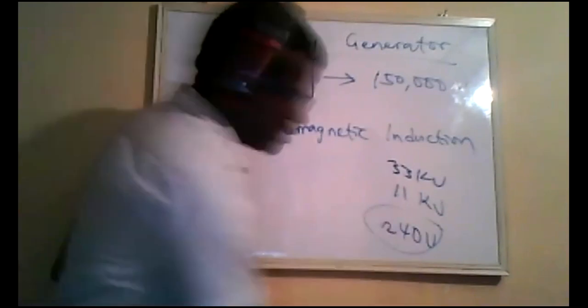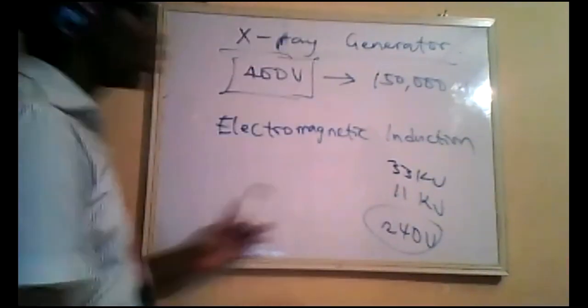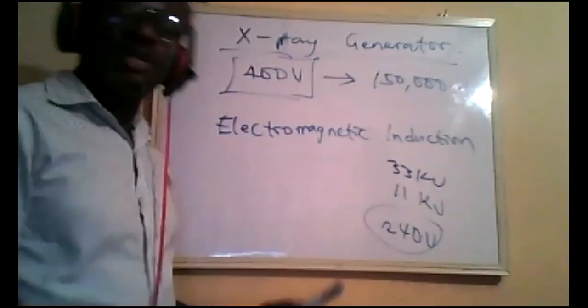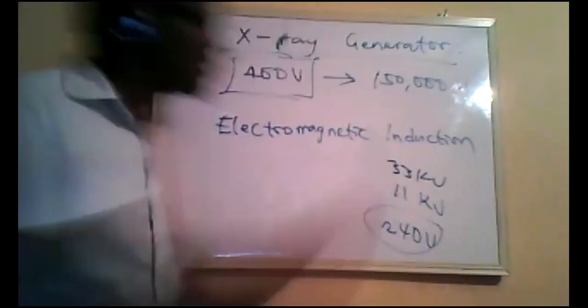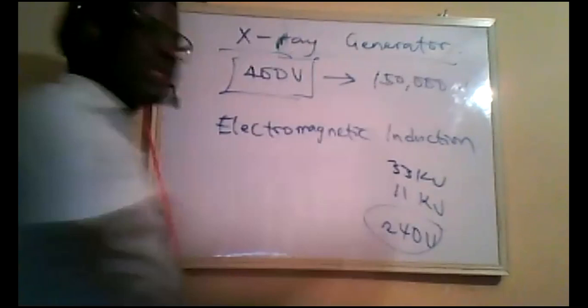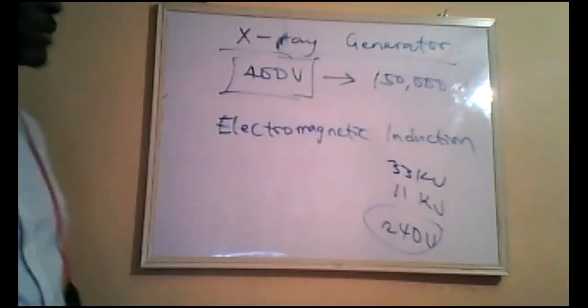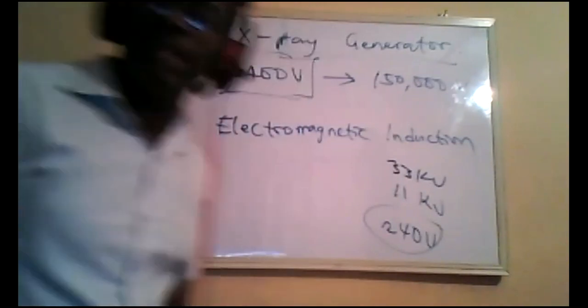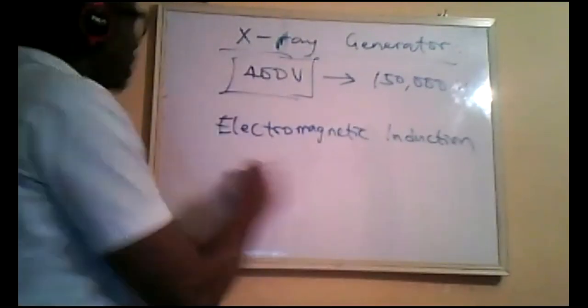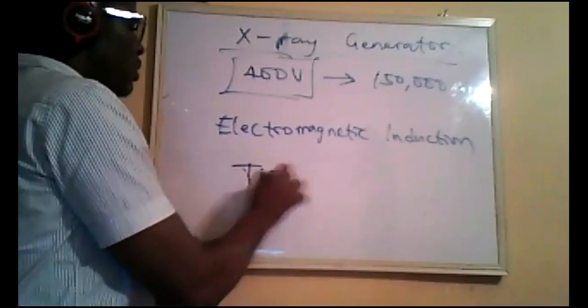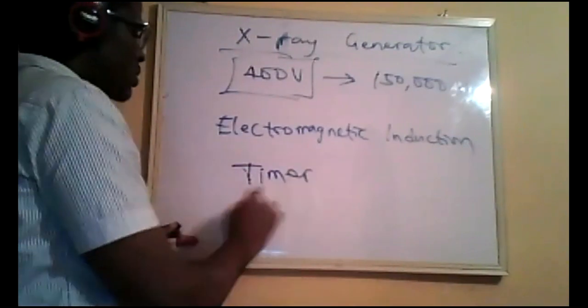So we have a generator. The generator does all those transformations, using a step-up transformer to transform it to the high voltage that we want to use in X-ray production. And apart from that, the generator is also responsible for the timers and the switches and so on and so forth.